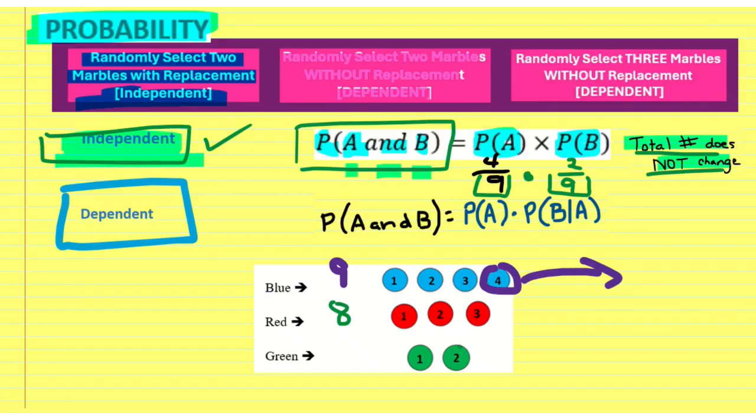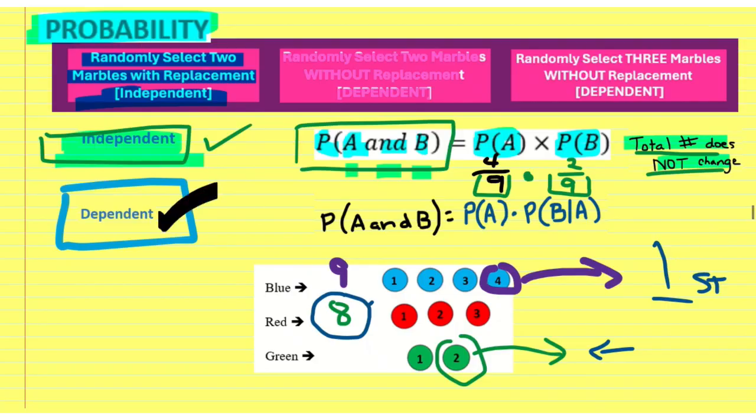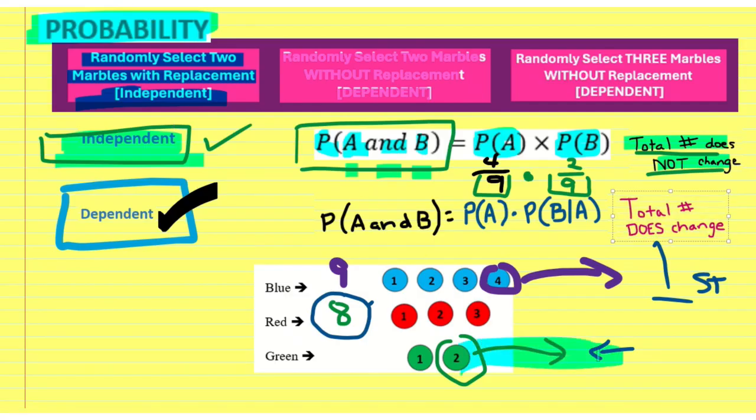So that means that now that I'm going to pull out the green marble, my probability has been affected. This first marble that I pulled out right here, the first marble that was blue, it changed my total number to 8. So the second probability is changed. So that is the difference between independent and dependent. Dependent means that the total number does change. It means that this second probability of pulling the green marble out was somehow affected by the fact that I took 1 marble out and my bottom number, my total number changed.